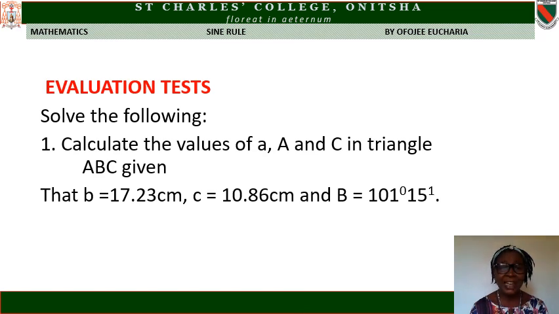My dear students, I know that you have taken the lesson. But before we say bye to the lesson of the day, I want you to use the following evaluation test. Calculate the values of small a, capital A, and small c in the triangle ABC, given that small b is 17.23 cm, small c is 10.86 cm, and capital B is 101 degrees 15 minutes.